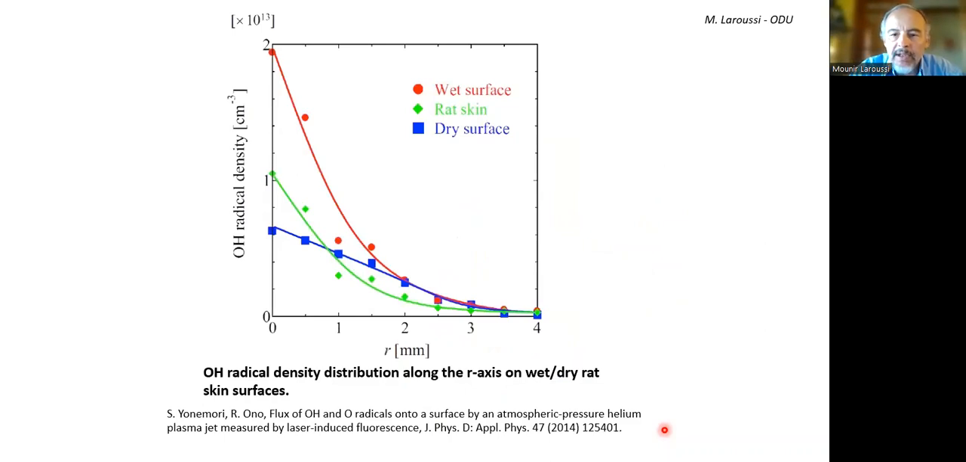The characteristic of the surface is also very important. It depends on the permittivity and the conductivity of the surface. It can affect the actual generation of the species from the plasma, because it will affect the plasma itself, the plume, in case of a plasma jet. So you can see here the difference between a dry surface and a wet surface. You can see it's quite a substantial difference. And also there's a case of an actual skin. And this is the distribution in the radial dimension, radially. So this really illustrates very well the effect and the impact of the state, if you like, of the surface that you are working with, that you are trying to treat.